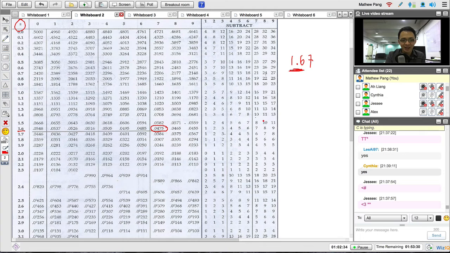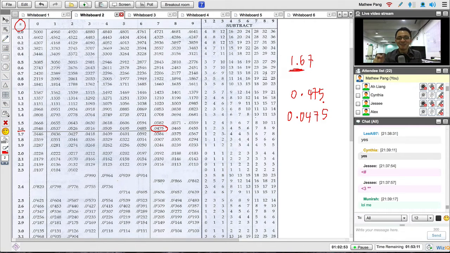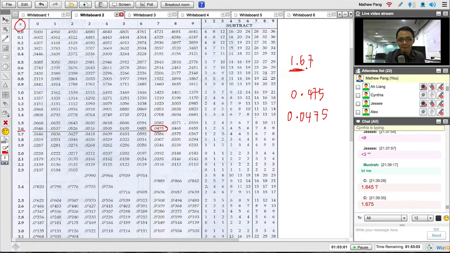If you see this value, please do not write it wrongly. A lot of students see it already, they are so happy and then they write 0.475. Then you got the whole thing wrong. Do you see a dot before the 0? Before the 0 you see a dot here. This one actually is 0.0475. Please don't be so happy and straight away write 0.475. This is 0.0475 for 1.67.